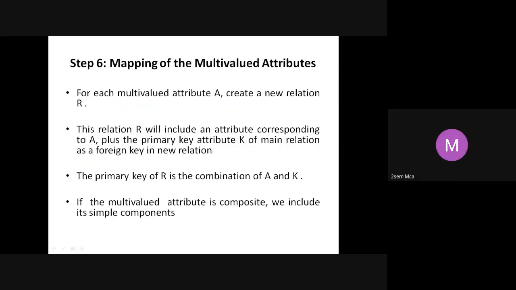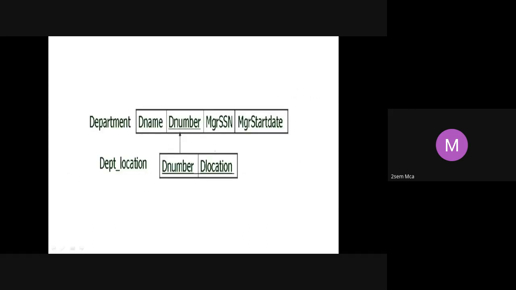Next comes your multi-valued attribute. Whenever you have a multi-valued attribute, how should you put it in the table? In our example ER diagram, we had this department location as a multi-valued attribute. You remember when we created the department table, we did not include department location because it is a multi-valued attribute. Whenever you have a multi-valued attribute, you have to create a new table for this along with the primary key of this table.